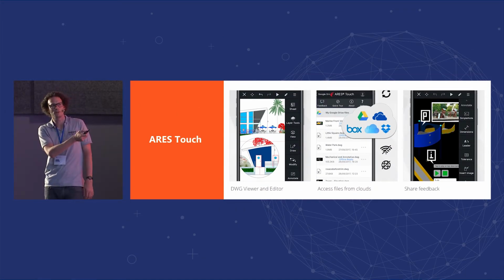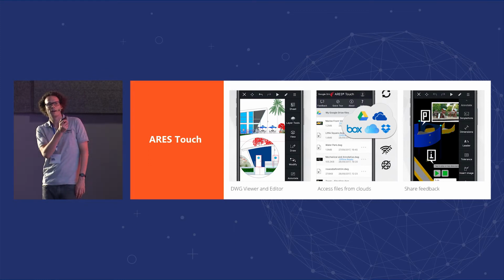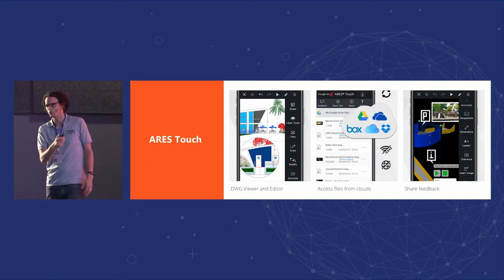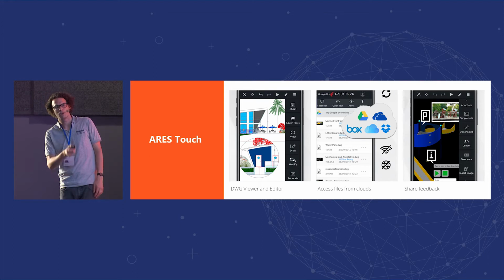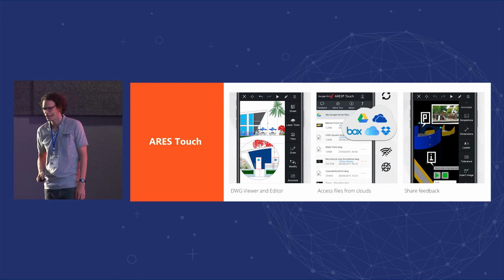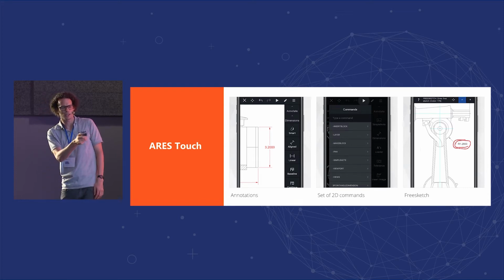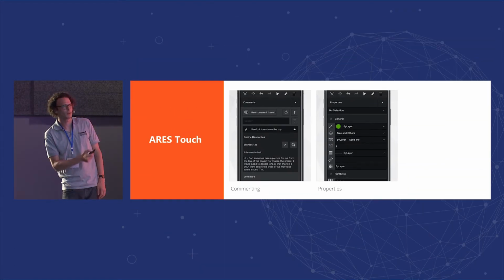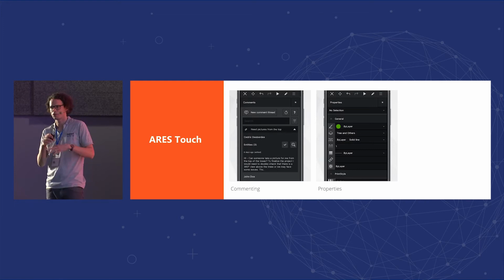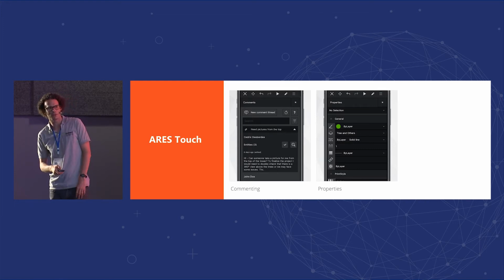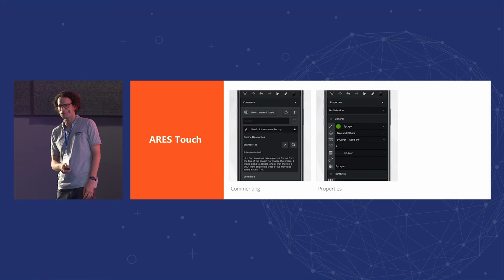You can obviously view files, you can edit, you can access any of the files from your cloud storages, and share feedback, whether that's with picture notes, with voice notes, as well as provide your own annotations, have access to all the CAD features that you would see on desktop, sketch, and do commenting. Commenting is sort of a workflow thing where multiple users can work together, and then you have full access to the editing properties.